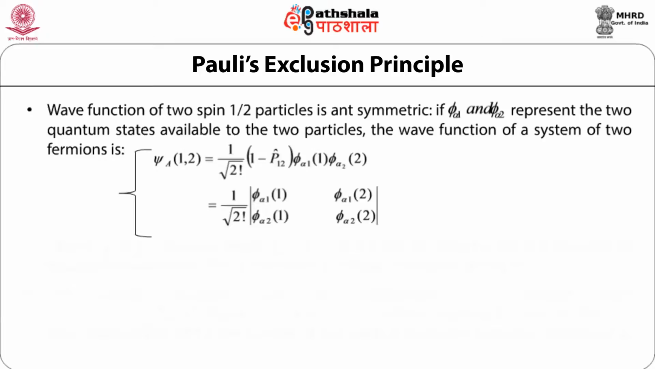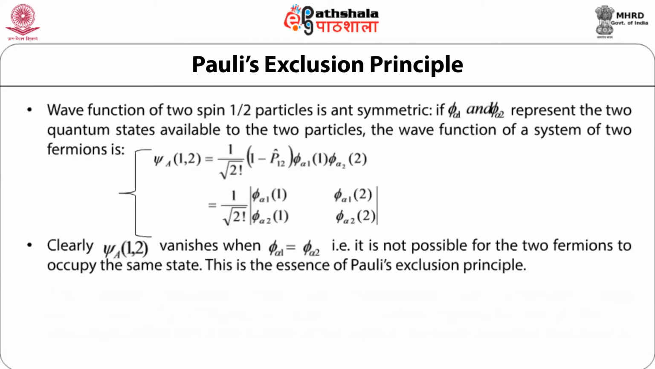Similarly, φ_α2(1) represents the first fermion in state α2, and φ_α2(2) represents the second fermion in state α2. So, from the Slater's determinant, it is clear that it is impossible for the two fermions to occupy the same quantum state. And this is the essence of the Pauli's exclusion principle.